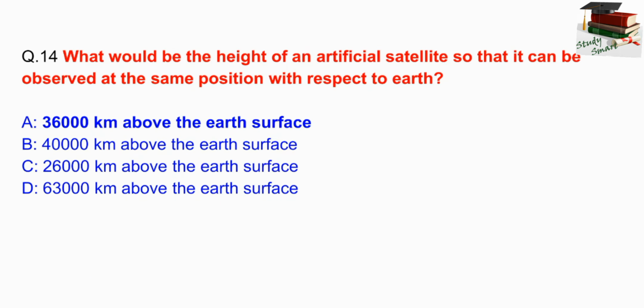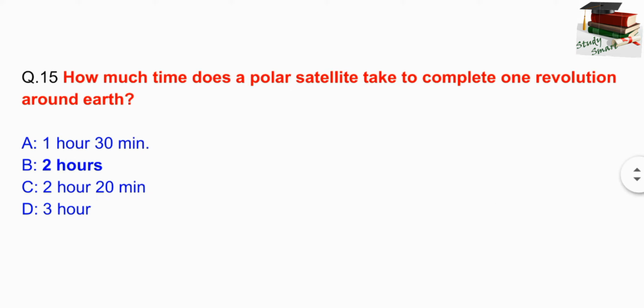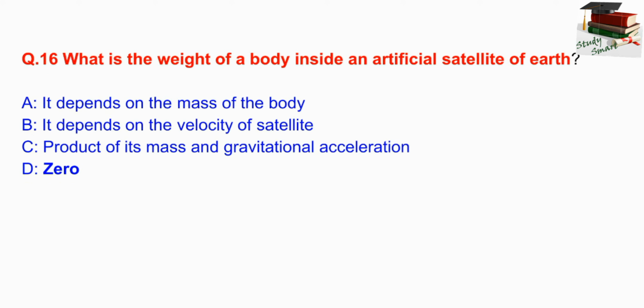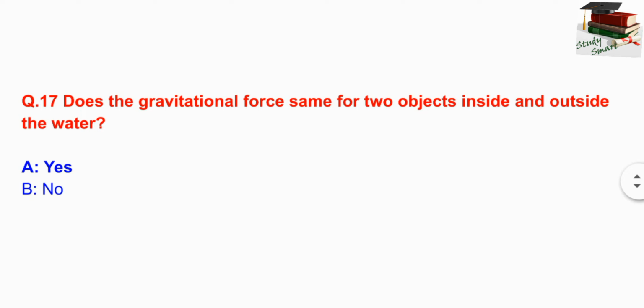Next question, what would be the height of an artificial satellite so that it can be observed at the same position with respect to Earth? The right answer, 36,000 km. Next question, how much time does a polar satellite take to complete a revolution around the Earth? The right answer, 2 hours. Next question, what is the weight of a body inside an artificial satellite of Earth? The right answer, 0.